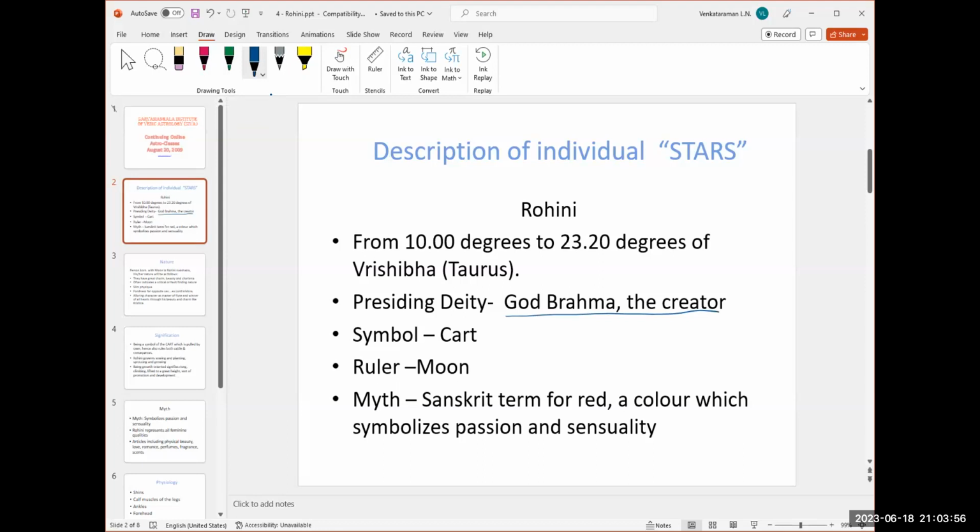Presiding deity Brahma means creator. And this person will create. Actually, it's said to have the seed of everything. All ideas, everything in Rohini. And the other thing is Rohini is the favorite of Moon. There is a mythological story that because Moon was always spending time with Rohini, the king cursed Moon, and then the waxing and waning began, and he spends equal time with the other nakshatras. That mythological story is there.